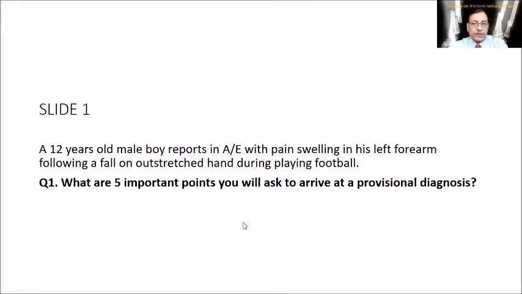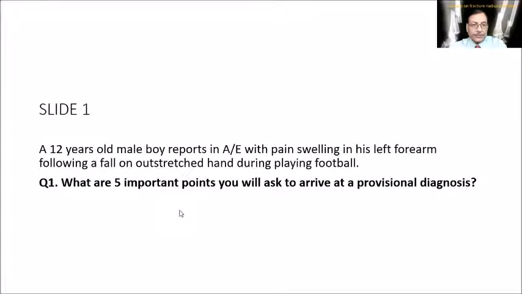The slide one that can come in MEQ is like that. A 12 year old male boy reports in A&E with pain and swelling in his left forearm following a fall on the outstretched hand while he was playing football. What are the 5 important points that you will be asking the patient to arrive at a provisional diagnosis?